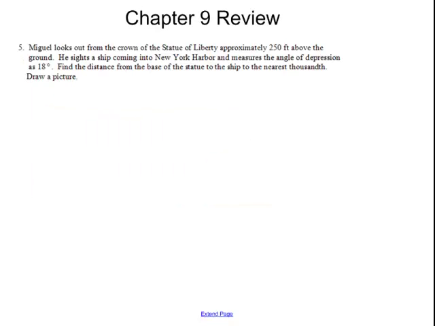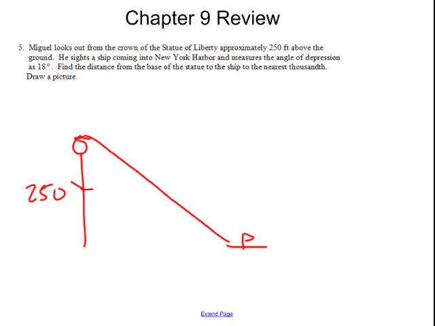Now, number 5, Miguel looks from the crown of the Statue of Liberty. So over here is my Statue of Liberty. Isn't she very pretty? And he is looking at a ship. Here is my ship. Going to be a little sail ship, I guess. And the Statue of Liberty is 250 feet above the ground. The ship that he sees coming into the harbor has an angle of depression of 18 degrees. Remember, that angle has to be horizontal. I didn't draw it very well to scale. This is 18 degrees. If the angle of depression is 18 degrees, the angle of elevation is also 18 degrees. I think I will just use this one.